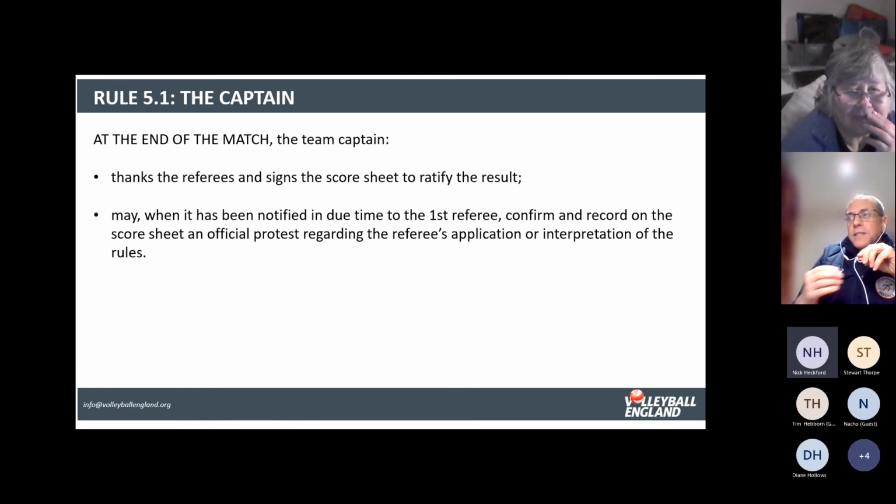So at the end of the match, the team captain thanks the referees and signs the score sheet. And if they've notified in due time to the first referee, confirm and record on the score sheet an official protest. Remember that if the protest doesn't happen at the time that the incident occurs, there can be no protest. You cannot protest after the match for something that happened during the match if you haven't protested at the time.